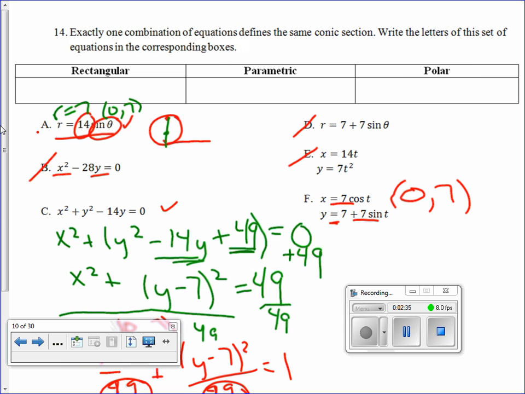A is a polar equation, so it's going to go in this box. C is a rectangular equation because it only has x and y. And F is the parametric equation because it has t in it.